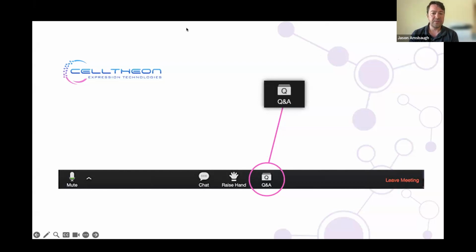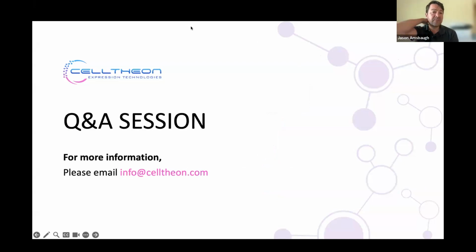A couple here just to start. The first is, do you use mRNA for transposase transfections? Yes, we do. We use mRNA for all of our transposase cell line development and transfections.